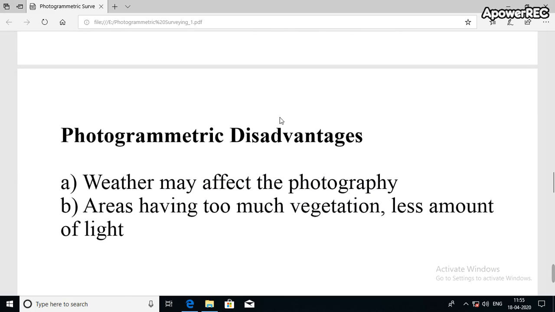Also, there are some disadvantages. Weather may affect photogrammetry, like clouds and rainfall. These kinds of weather conditions are unfavorable for photogrammetric surveying. Also, in areas having too much vegetation, the amount of light will be less, so photogrammetric surveying cannot be done in those areas. However, due to its low cost and fast as well as reliable method, you can easily go for photogrammetric surveying.